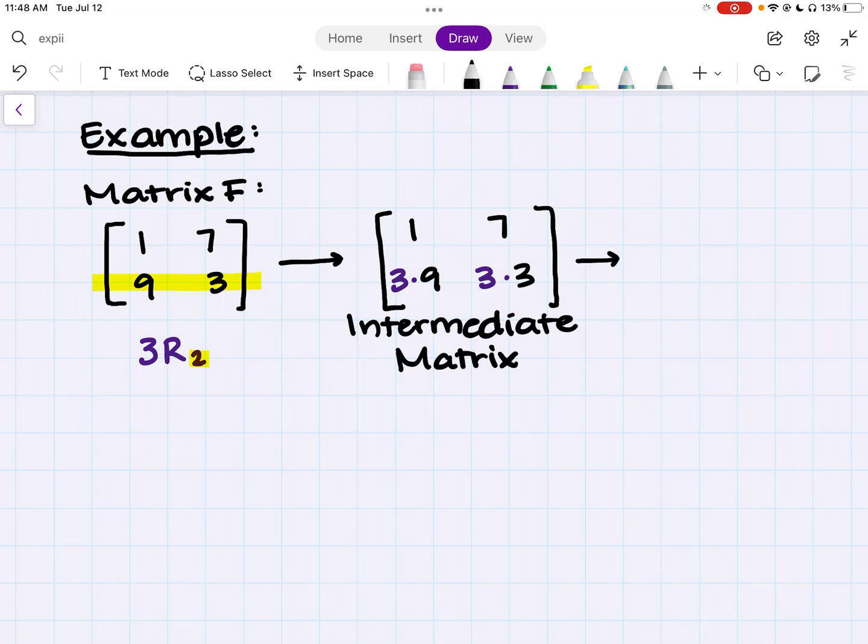And so that's our intermediate matrix. We will then simplify. Again, row 1 did not change, so that stays exactly the same. And row 2, 3 times 9 is 27. 3 times 3 is 9. So that is our new matrix, and that is our new row 2.